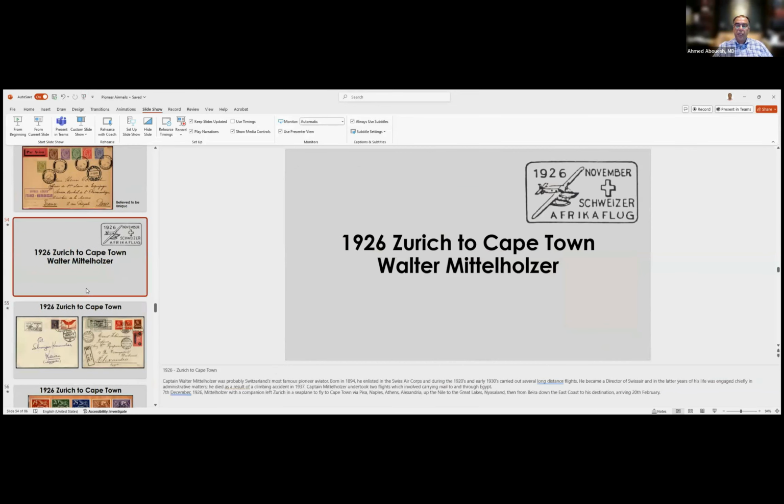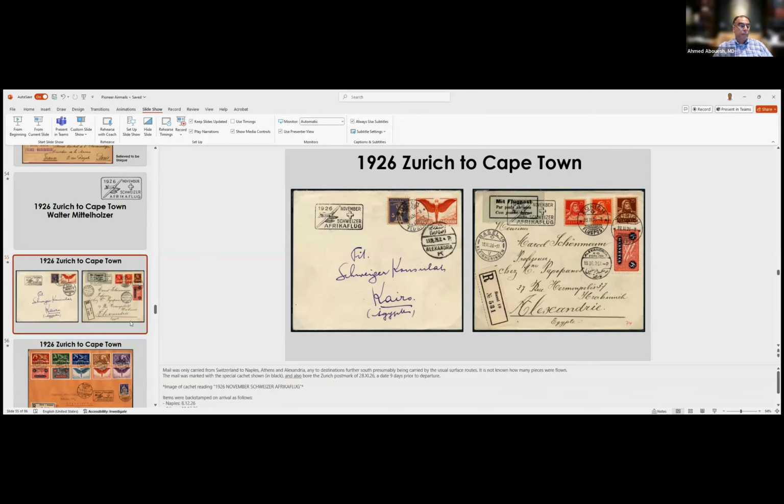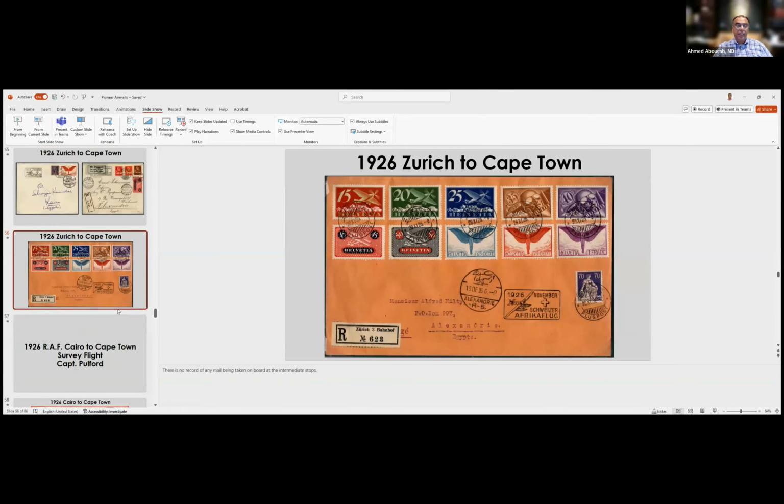The next is Captain Walter Mittelholzer flying from Zurich to Cape Town with these covers posted at two different areas, cities along the way. There were 3 stops where covers were mailed from: Naples, Athens, and Alexandria. And it's not known that he took covers from where he stopped. This one is to Alexandria.